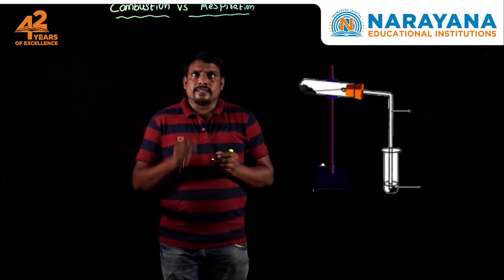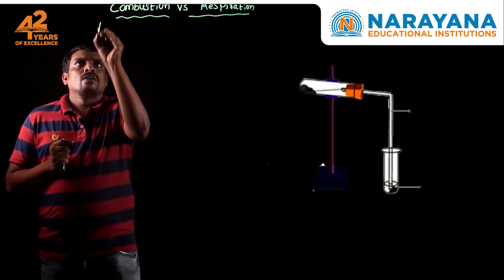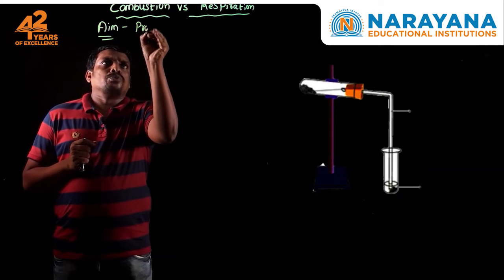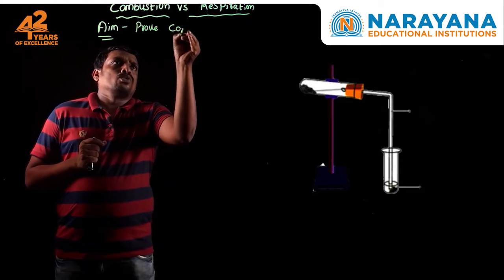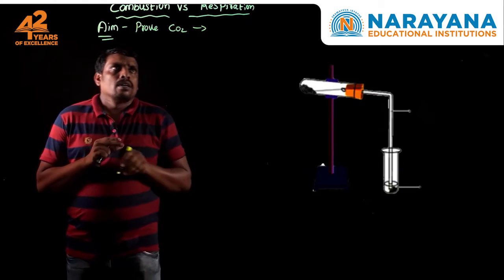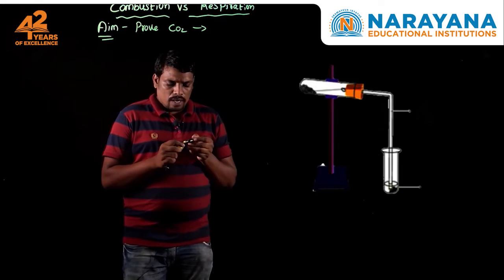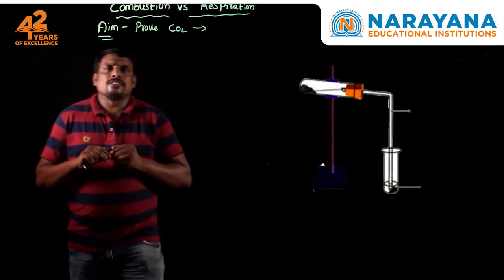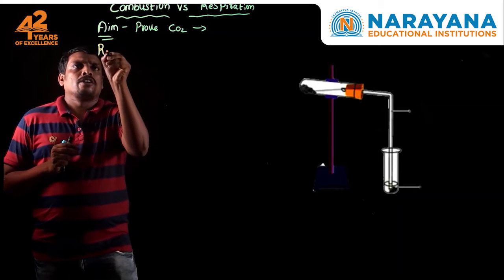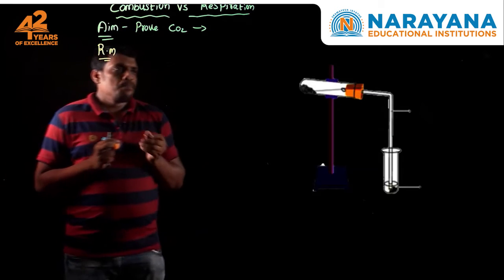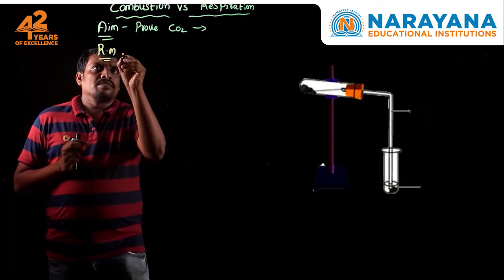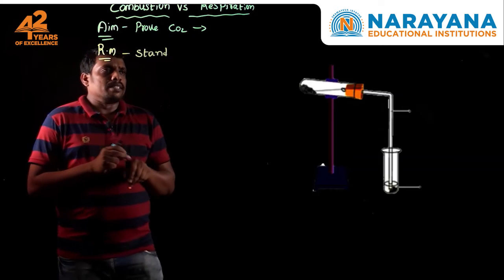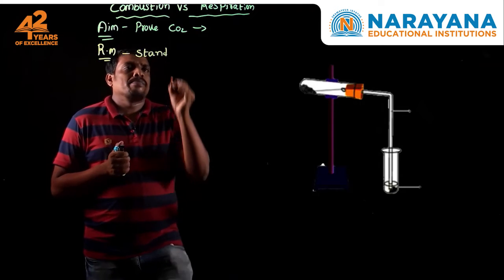So, what is our aim here? We need to prove that CO2 is the end product of the combustion process. So, what are the required materials for our experiment? If you see the required materials, as you know, there is a stand. By looking at the figure, we can say the required materials.